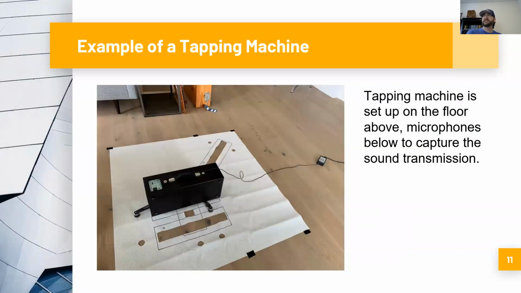So here's an example of one of those tapping machines. This would be a field test to measure the impact insulation of a floor in a multifamily building. So you can see this particular picture. We've got a tapping machine set up on the floor above, and there are microphones below to help capture the sound transmission. So let's take a look at what this looks like in action.